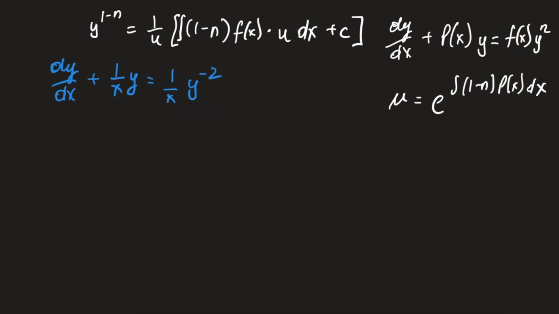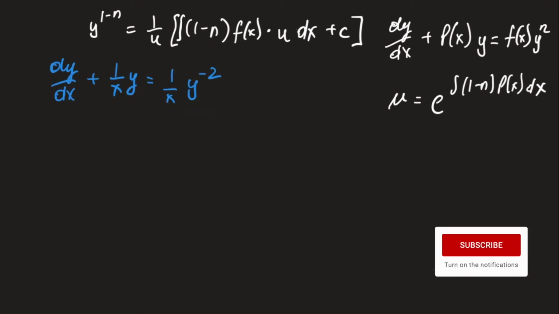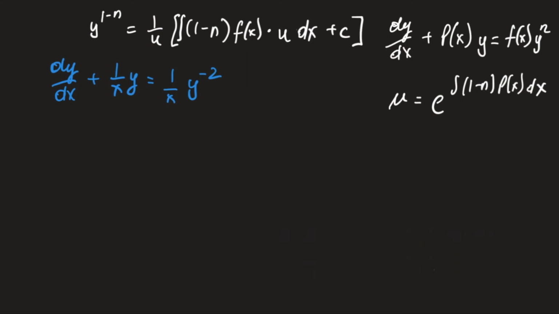In this example, you'll notice that it's very similar to the first example with some minor differences, especially the power there. But I strongly encourage you to pause this video now and try to solve this on your own. First thing you should do is identify what you have. So next to y, notice I have p of x.